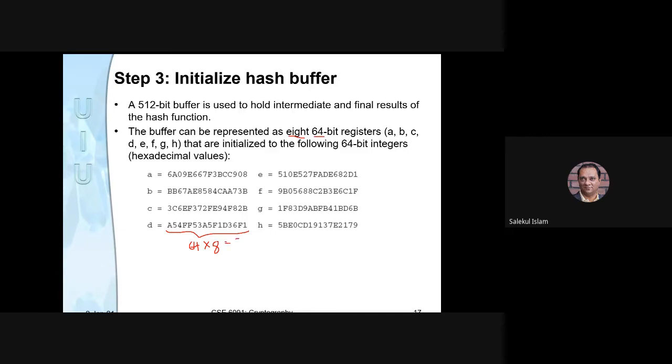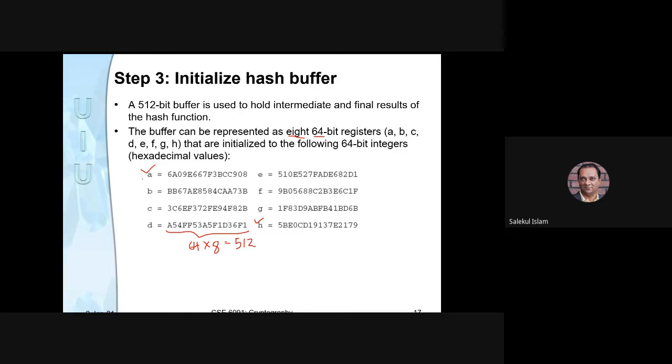So this A to H, if you just consider that this is one kind of programming, then your A to H are some variables, and for the whole calculation they will always hold the value of this register.